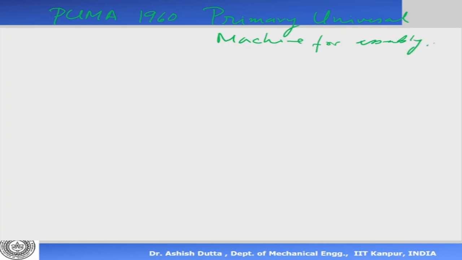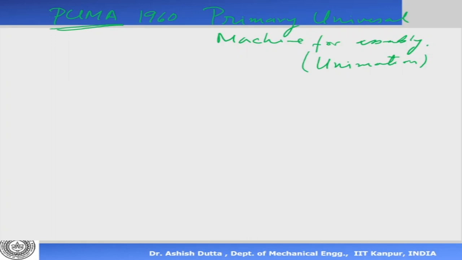PUMA stands for primary universal machine for assembly, one of the earliest robots made in 1960 by the Unimation company. It is no more in production. The company has gone out and it has been bought over by Kawasaki, and they have changed the design of the robot so that you don't get the Puma robot anymore. But this is one of the earliest robots, which is covered in almost all the textbooks as a basis for studying kinematics. So let's look at the Puma robot.